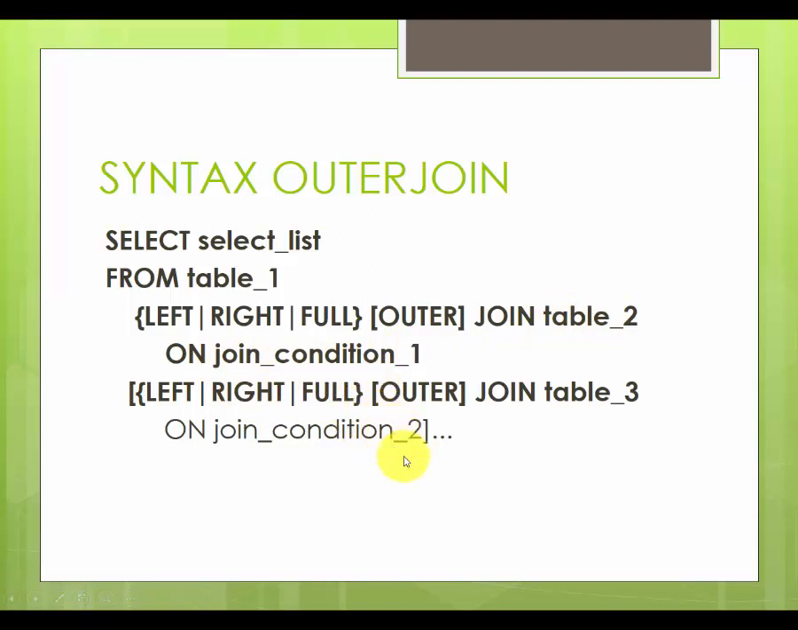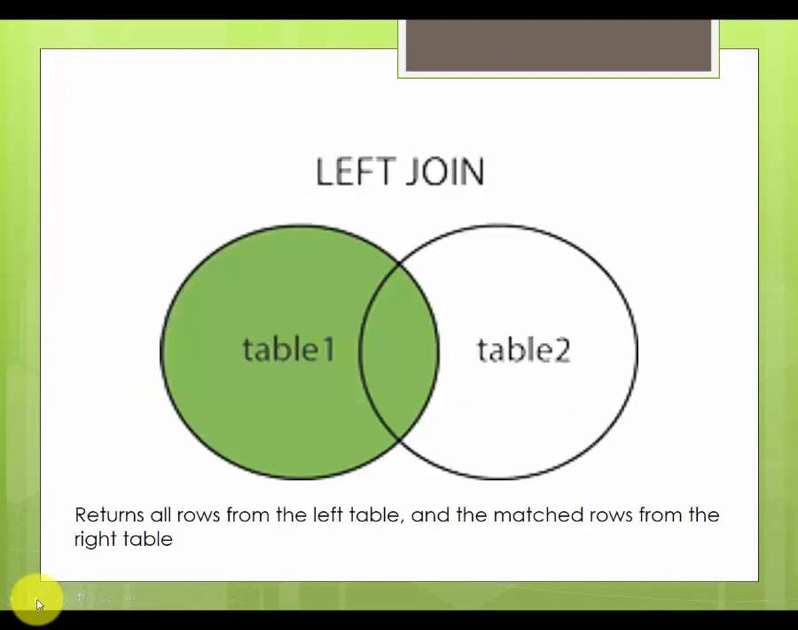Remember, if you're joining 3 tables, you're going to have 2 join keywords. If you're joining 4 tables, you're going to have 3 join keywords. So you're going to have one less, just like you're going to have one less condition if you use the where statement. So let's go right into our left join.